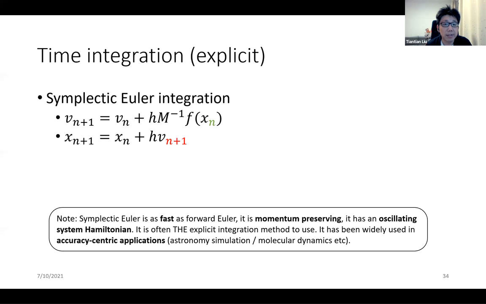The symplectic Euler simply swaps the order of the update and uses the updated velocity to update the position. It remains an explicit form. It is as fast as forward Euler, and even better, it is momentum preserving. It has an oscillating system Hamiltonian. Hence, it is often the explicit integration method we use.